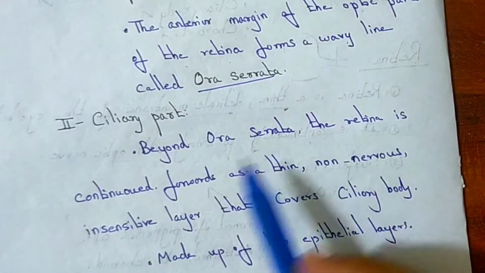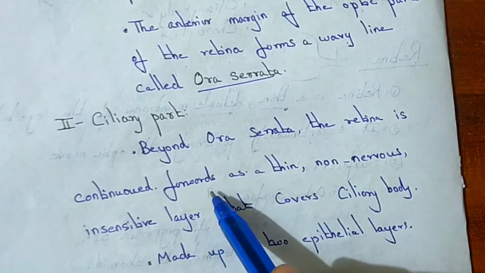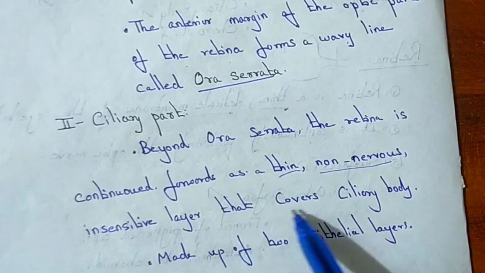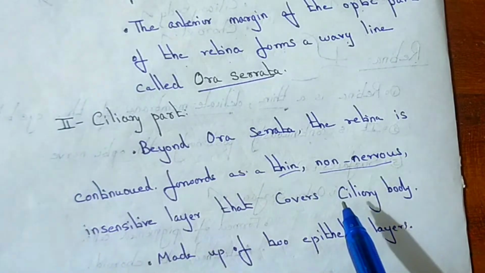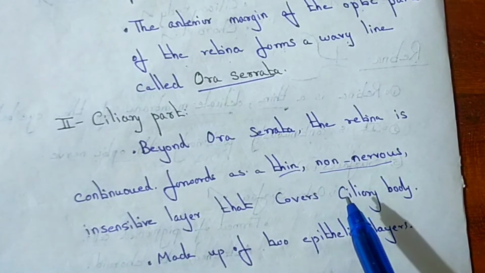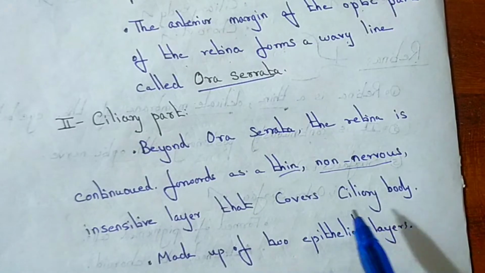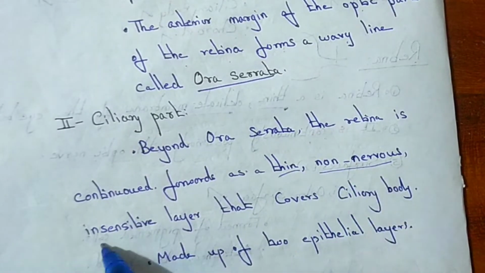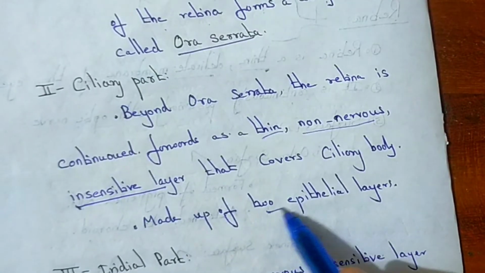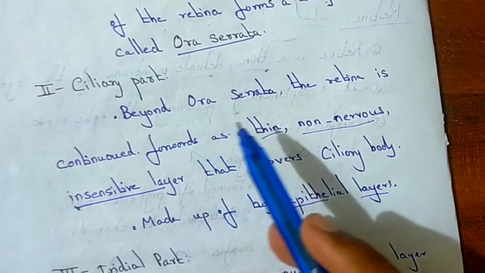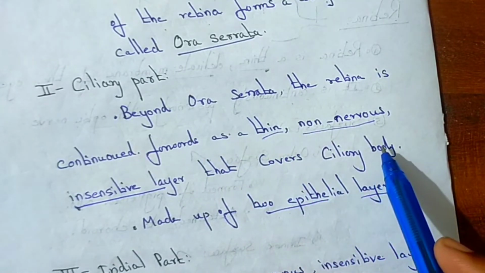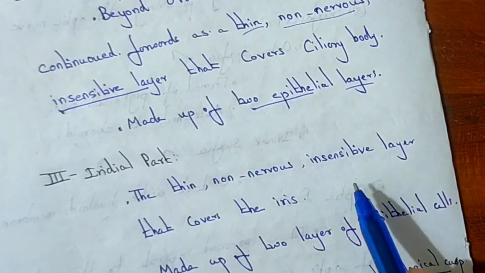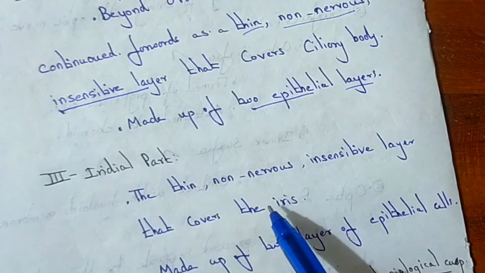Next is the ciliary part. Beyond the ora serrata, the retina is continued forward as a thin, non-nervous, insensitive layer that covers the ciliary body. That means up to the optic part, it is sensitive and nervous, and beyond the optic part, it is non-nervous and insensitive, and it is made up of two epithelial layers. The retina which covers the ciliary body is called the ciliary part, and the retina which covers the iris is called the iridial part.